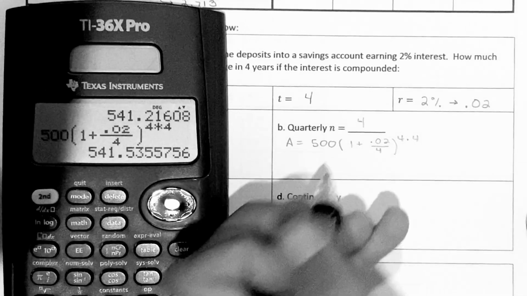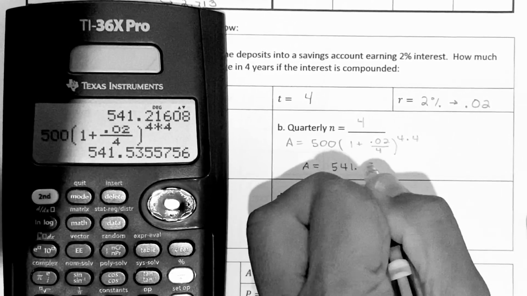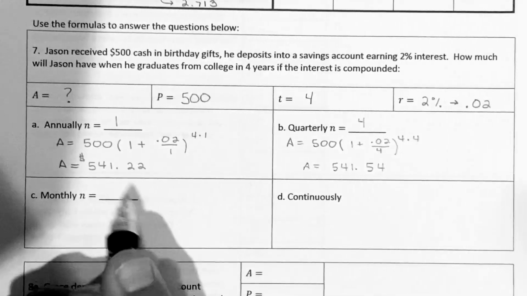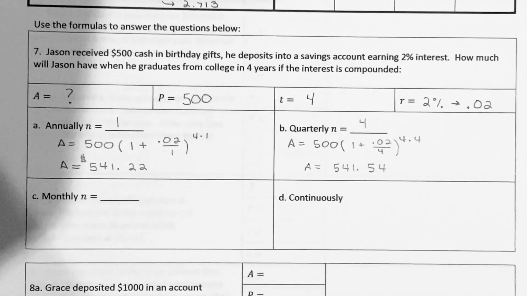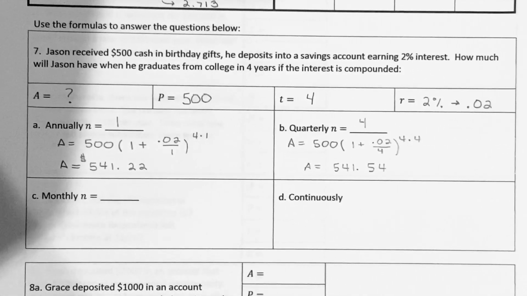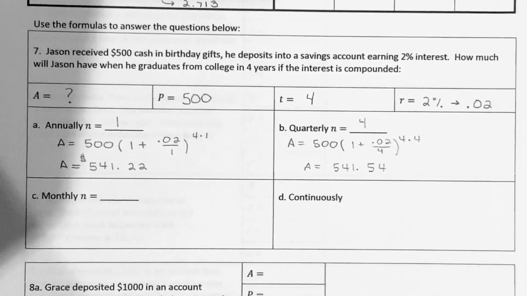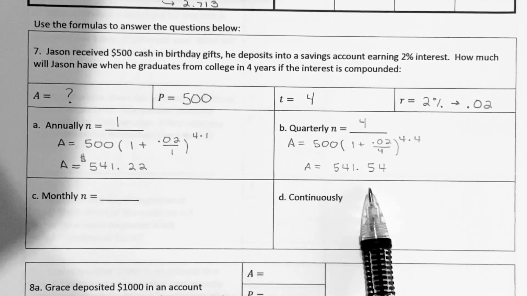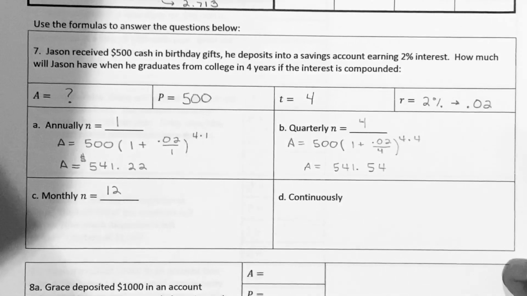So when I do that, I get A is $541.54. So basically the same amount, just slightly higher when you're compounding it 4 times per year. That means interest is earned 4 times per year, so you're earning interest on your interest. The more times you compound it, the more interest you're actually going to be making. So we would expect that compounding it monthly will be slightly higher than when we compounded it quarterly. Monthly means it's happening 12 times per year, every month.